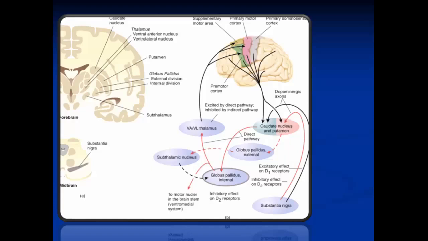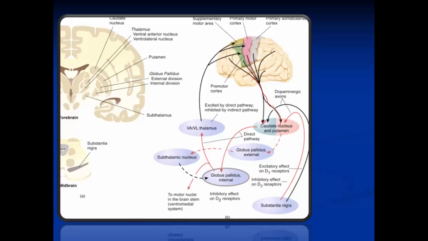All right, so the direct pathway. I'm going to walk you through this. Black equals excitatory signals. Red equals inhibitory signals. So let's follow this direct pathway. I'm going to go from primary motor cortex to the caudate and the putamen. Right now we're going to focus on this direct pathway. I get excitation. I get excitation of inhibition.